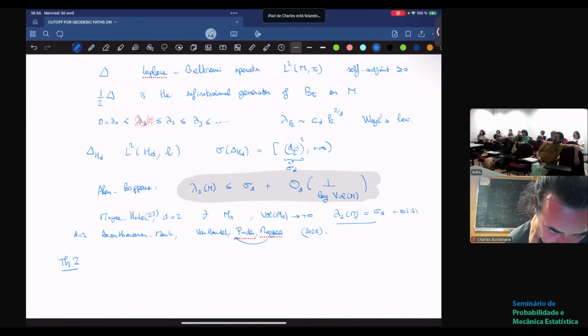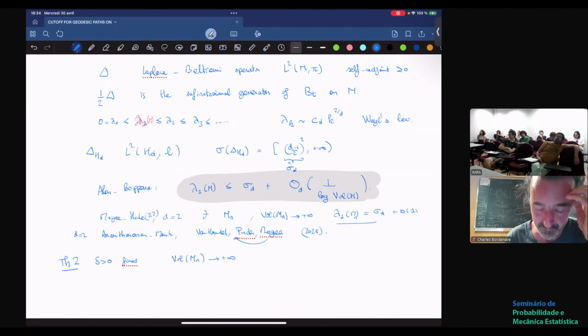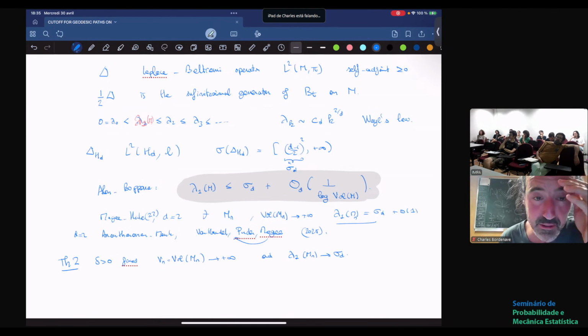what people have done on graphs. Now you take delta to be fixed. I remember my initial condition is on a ball of radius delta, but now I assume that I have a sequence of manifolds of volume which goes to infinity, and I will call V_n the volume. And I assume that they have an optimal spectral gap, so they match the Alon-Boppana bound. In particular, there are no known examples in dimension 3 or higher of this theorem, but let's keep that.